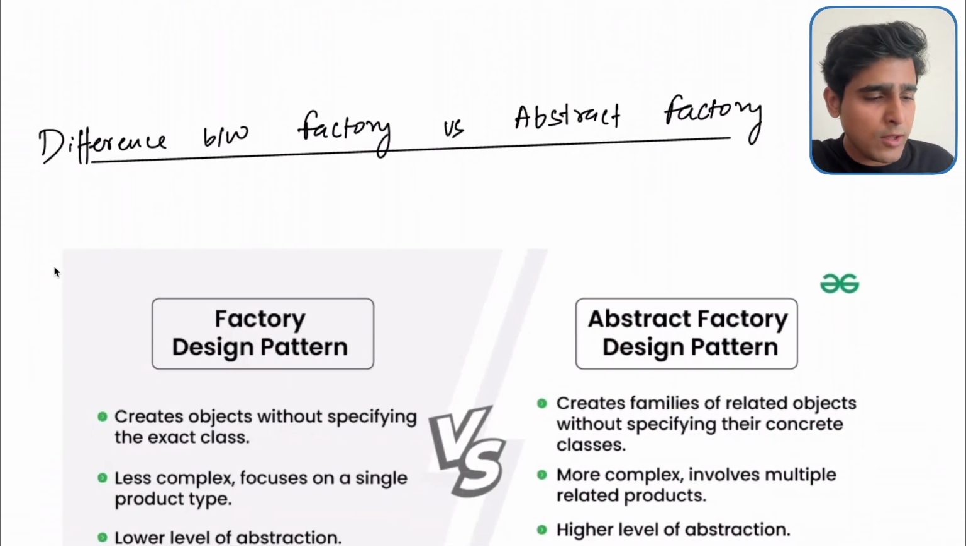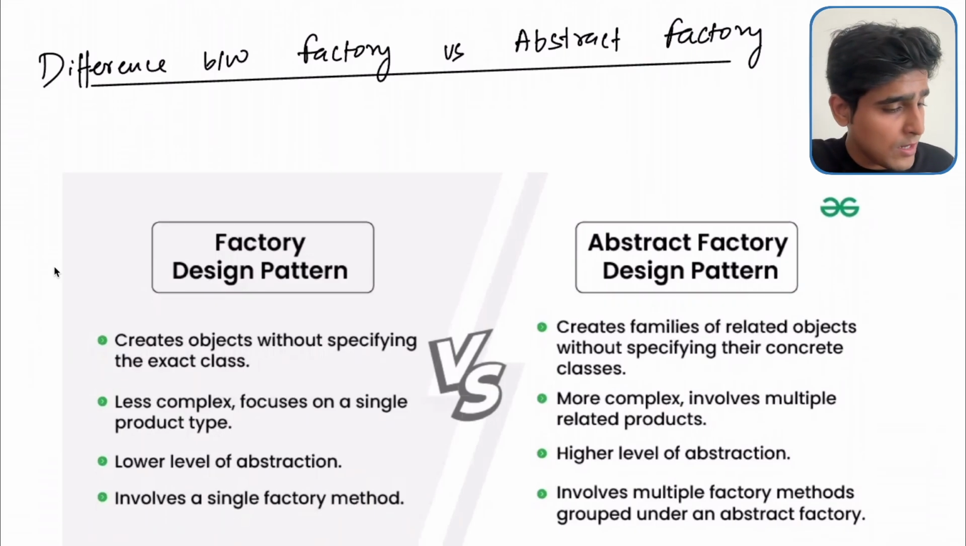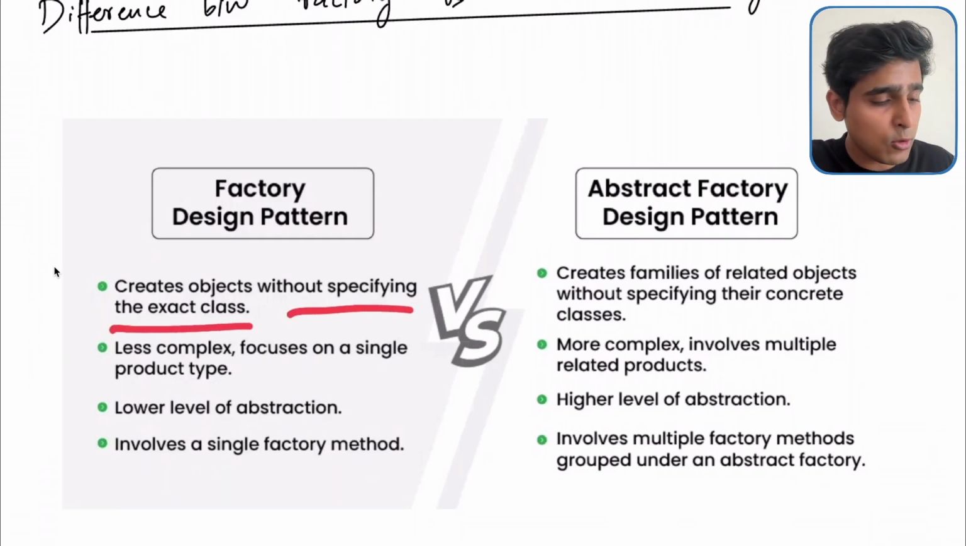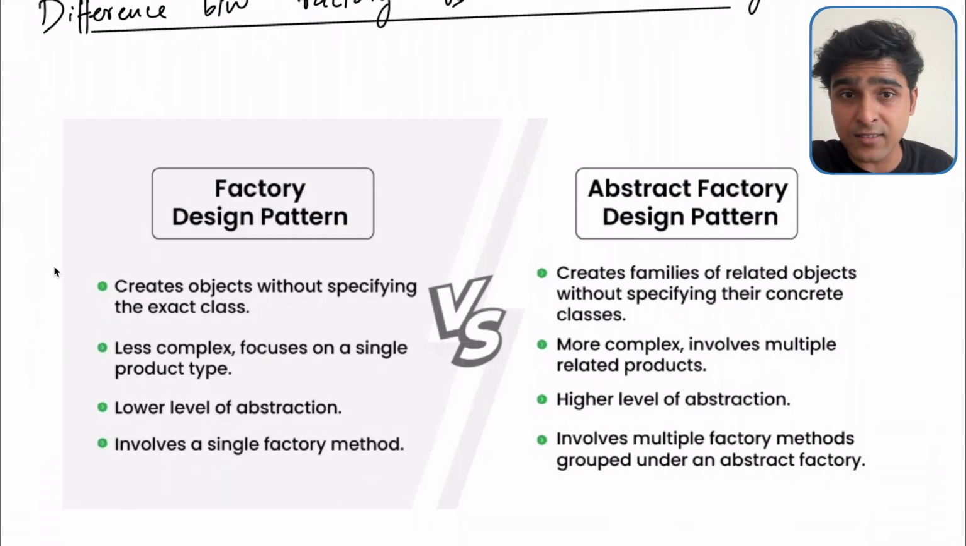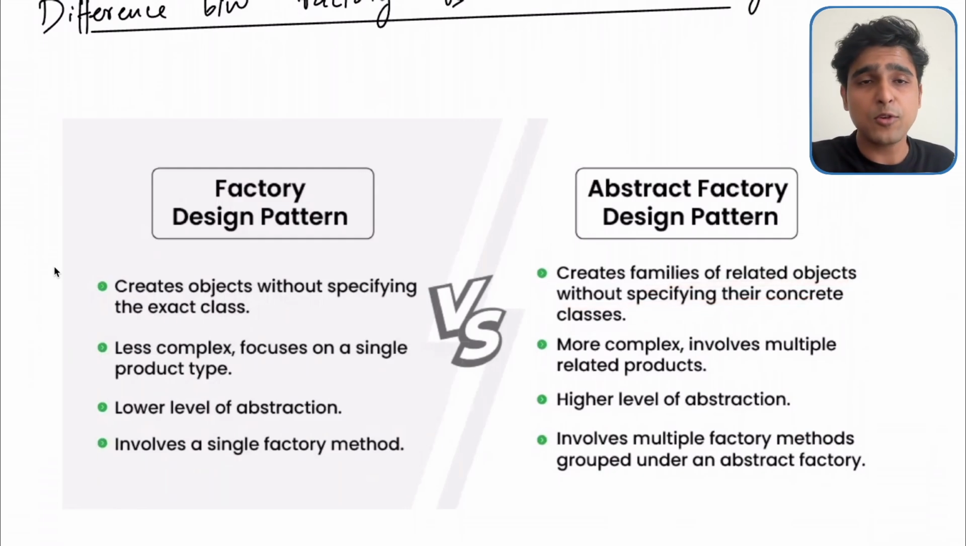All right, so now let's go to the last part, the difference between factory versus abstract factory. So I've taken this image from GeeksforGeeks. Factory design pattern versus abstract factory. In factory, we create an object without specifying the exact class. Here we create a family of related objects without specifying their concrete classes. So it's just one level above the factory.